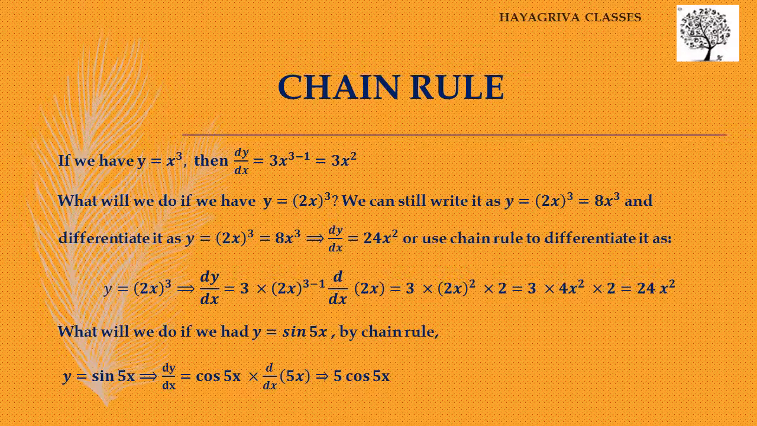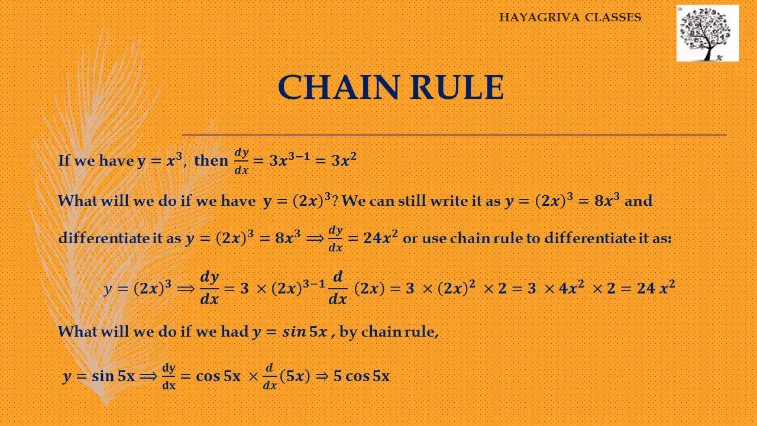Now, what is this chain rule? Have a look at this example, children. Suppose we have y is equal to x cube. If we are going to differentiate it, we will write dy by dx is equal to, I have used the formula for x power n. So, whenever we differentiate x power n, we will say n into x power n minus 1. Now, instead of n, we have 3. So, when we differentiate x cube, we get 3 into x power 3 minus 1, which is 3x power 2.